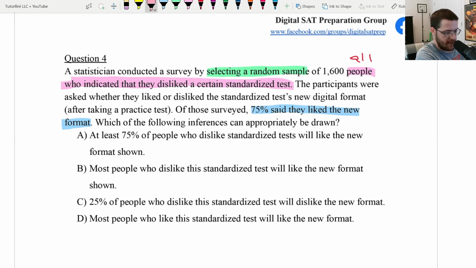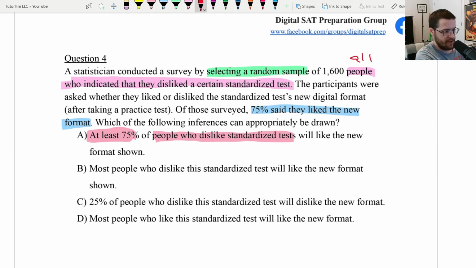This says people who dislike standardized tests. That's not the population. The population was people who indicated they disliked a certain standardized test, not all standardized tests. So that is just wrong right off the bat. And it also says at least 75%. We don't know that either.